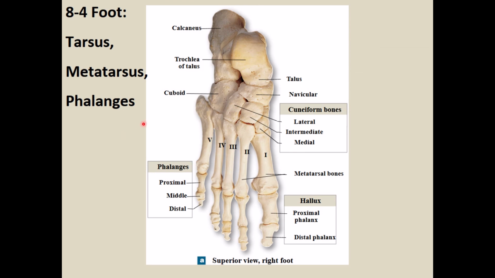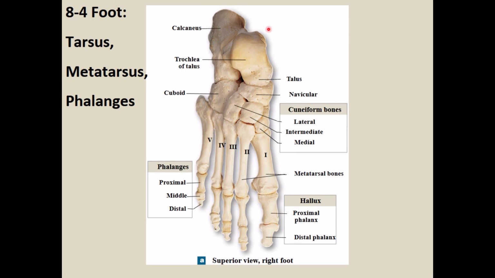Then is the foot. You can see there are three different parts there. This area, the ankle area, is called the tarsal bones. These are the metatarsal bones, and these are the phalanges. There are 7 tarsal bones, not 8, 7. And you have 5 metatarsals and 14 phalanges.